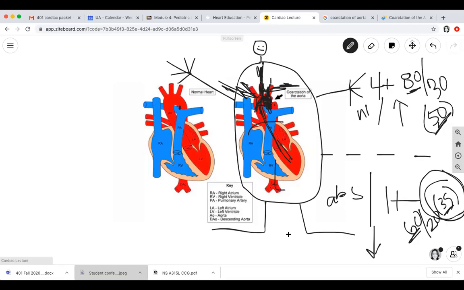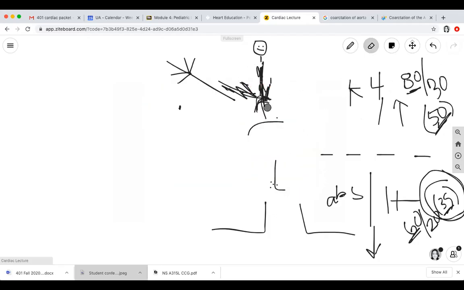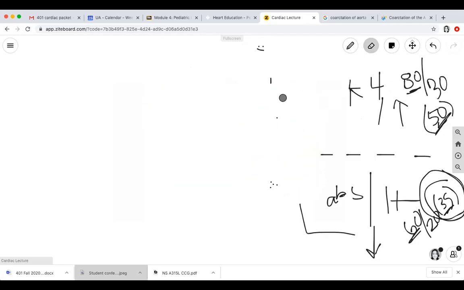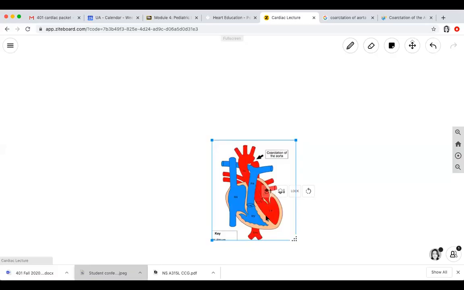Number 4, what surgical interventions will take place? So let me just erase some of this. Okay, sorry about that. I had to erase all of the stuff I drew on that last one.